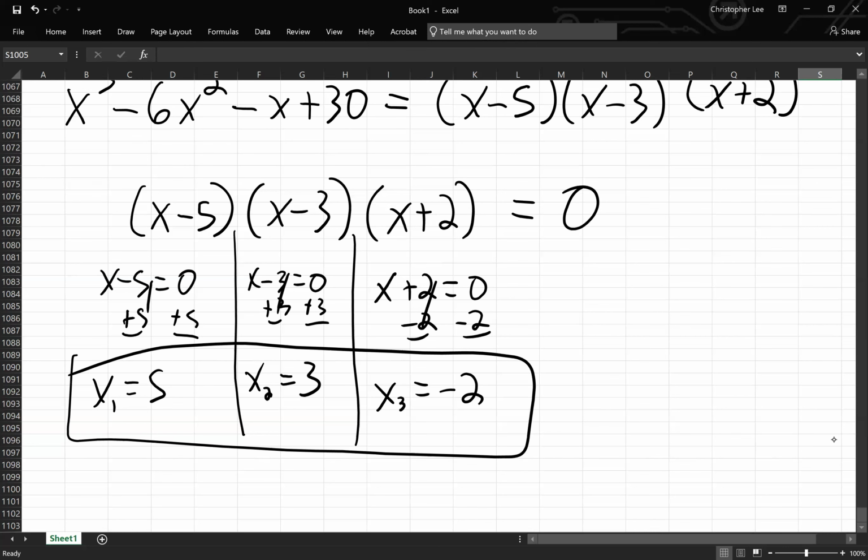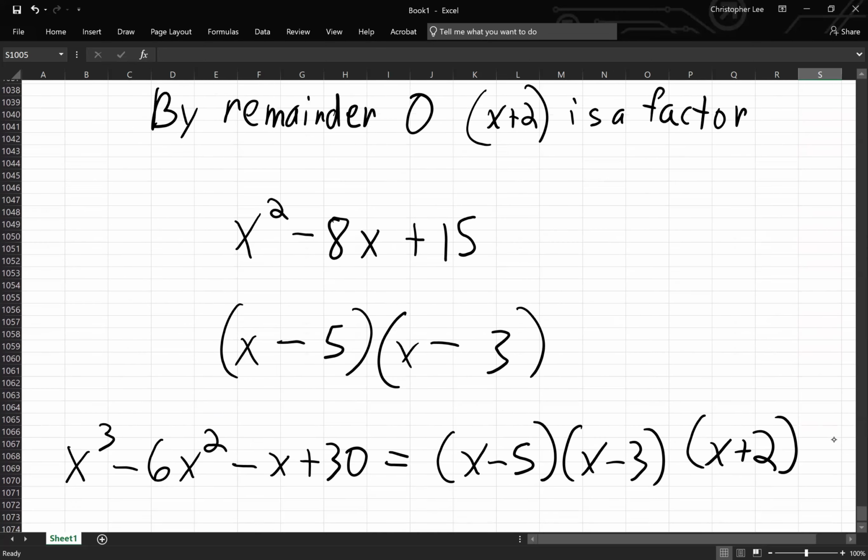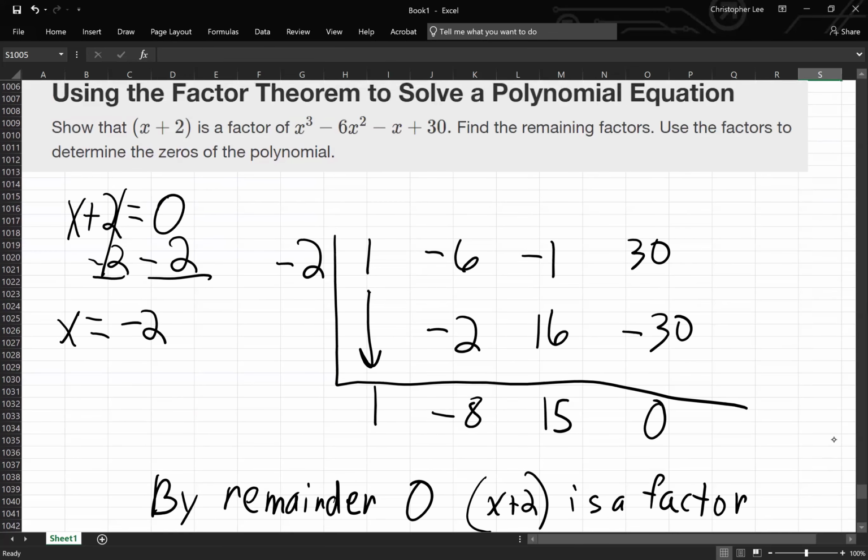Questions on this? So what we had to do here was we were given a polynomial, we were given a factor, and then we had to factor it completely. Then we had to just find the zeros of the function of this one, the x cubed minus 6x minus x.